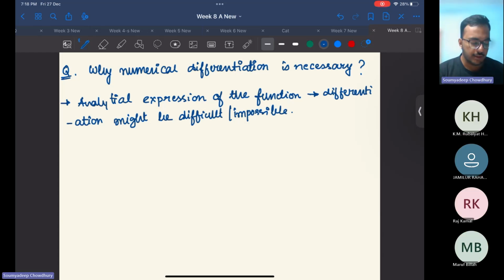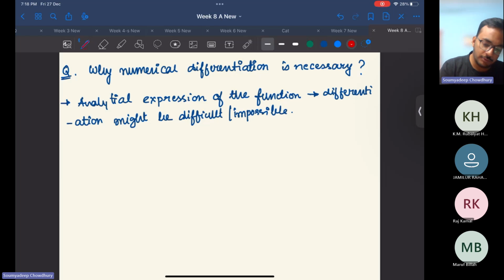So, as I was telling, the analytical expression of the function, the differentiation might be computationally expensive. That's why we use the technique of numerical differentiation to find the derivative of the function at any particular point. Unlike analytical differentiation, where we get an expression of the derivative of a function, here we can find the differentiation of a function directly at a particular point.